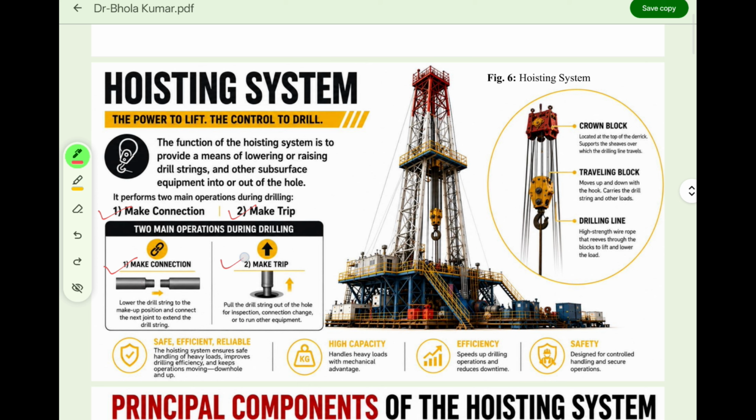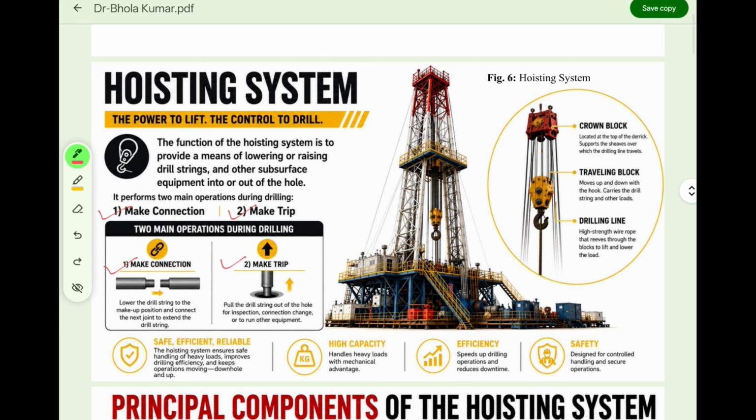And making a trip is the operation of removing or pulling out things from the wellbore. Let's suppose your bit has been damaged or you want to change the bit, so you have to pull out all the drill pipe from the wellbore, and then you are going to change the drill bit.